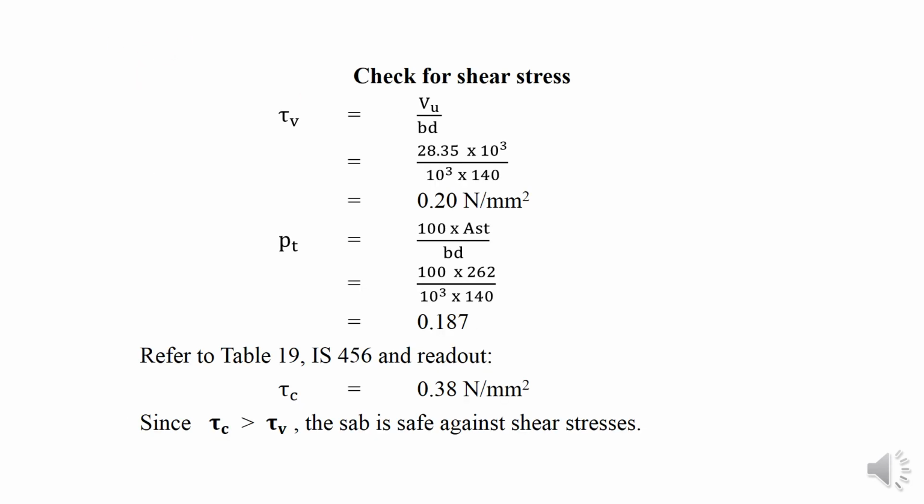Then check for shear. The tau V value is equal to Vu by BD. Substitute the values of Vu and BD, you get 0.2. Then the percentage of steel reinforcement is 100 Ast by BD. From table number 19 we find the tau C value as 0.38 Newton per mm square. So tau C is greater than tau V. The slab is safe against the shear stresses.